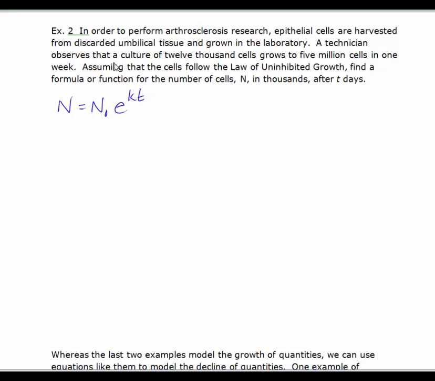So our initial amount, it says that 12,000 cells grow to 5 million, and so we know that n sub 0 is equal to 12. Remember, this function n is in thousands, so if we have 12,000 grows to 5 million, I don't want to put 5 million. So 5 million is actually, if I cross off the 3 zeros, 5,000 thousand. So n sub 0 equals 12, and n is going to be 5,000.